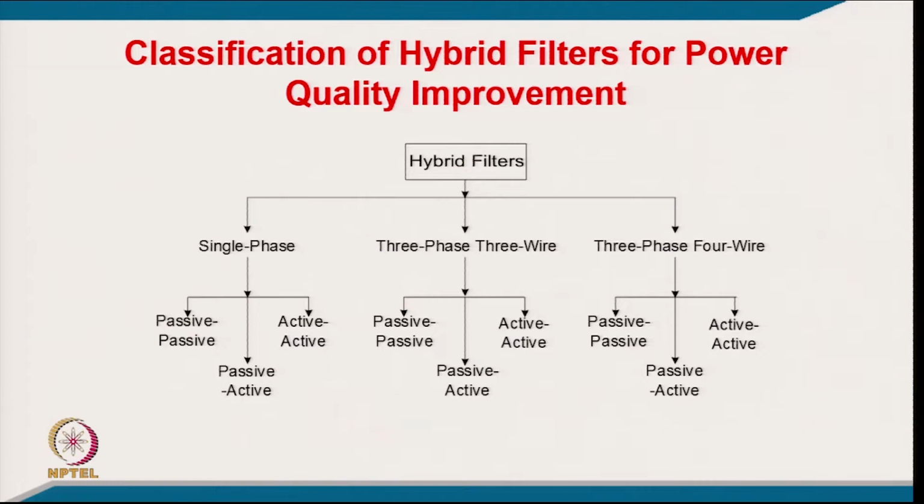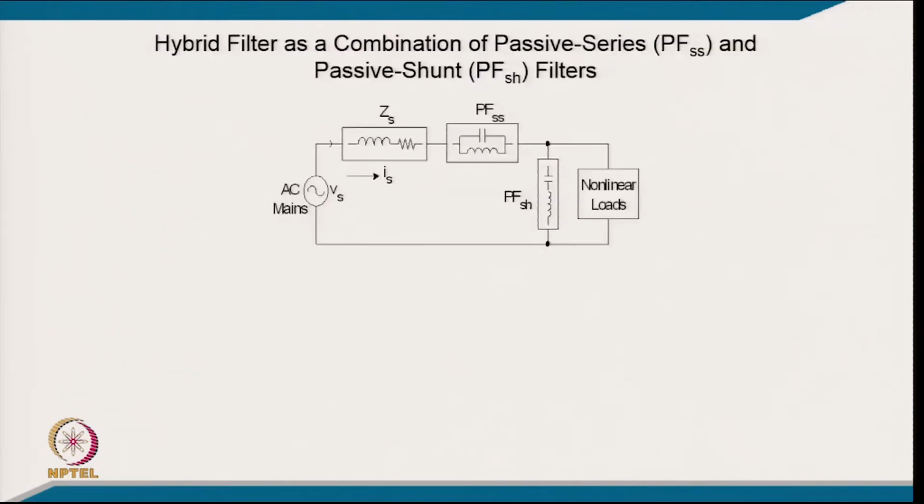And coming to the third category on supply based system, the 3-phase 4 wire, we can again have a combination of passive filter and passive active filter or combination of active filter. So, these are the typical classifications of hybrid filter. And now coming to the hybrid filter as a circuit configuration, we say a combination of passive series and passive shunt filter.